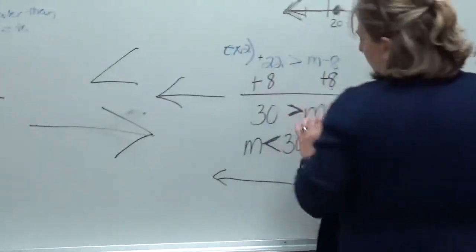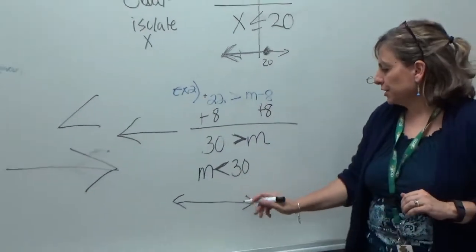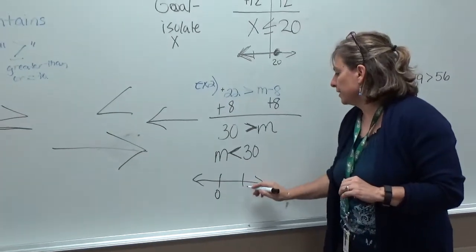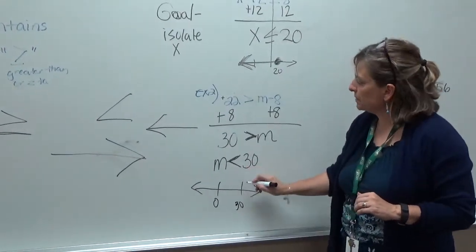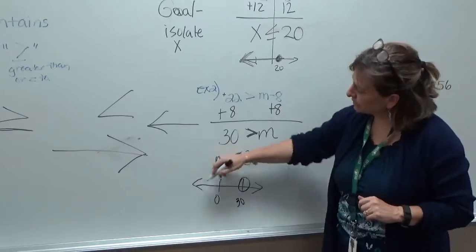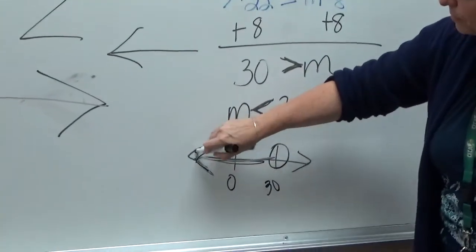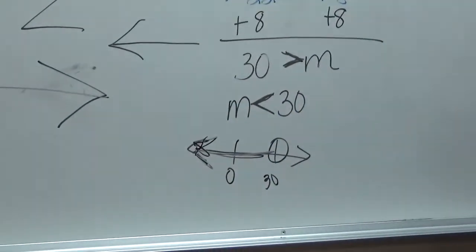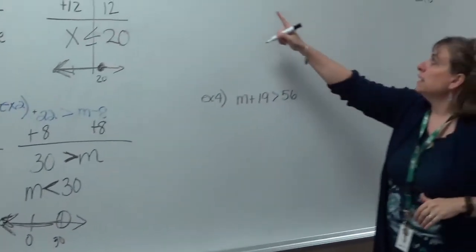Okay, so m is less than 30. Here's 0, here's 30. I would do an open circle, and I would color the way that it's pointing to, because I put my variable on the left side. Okay, let's do the next one.